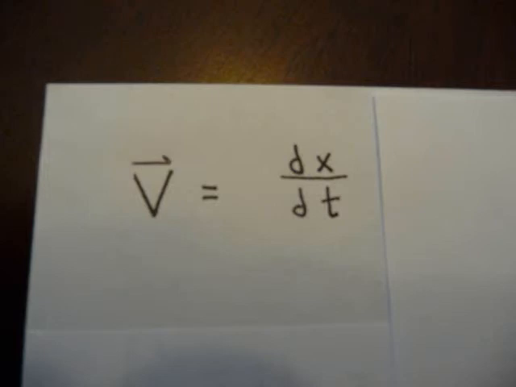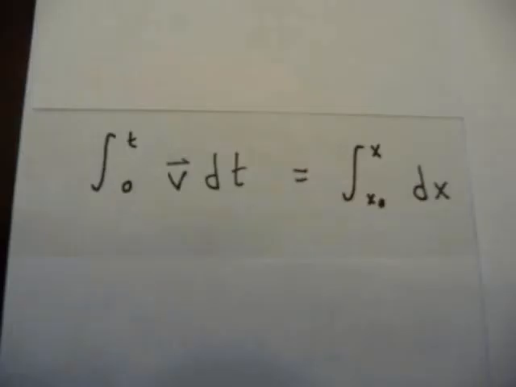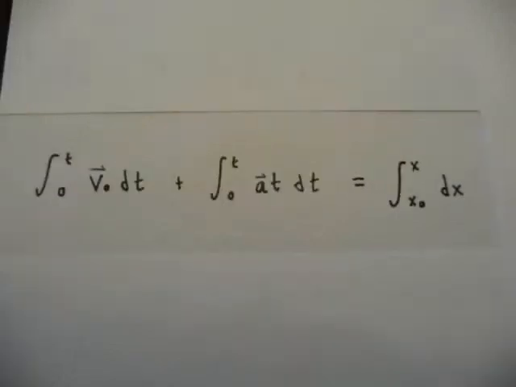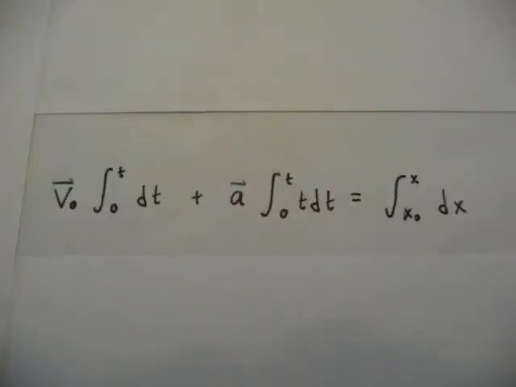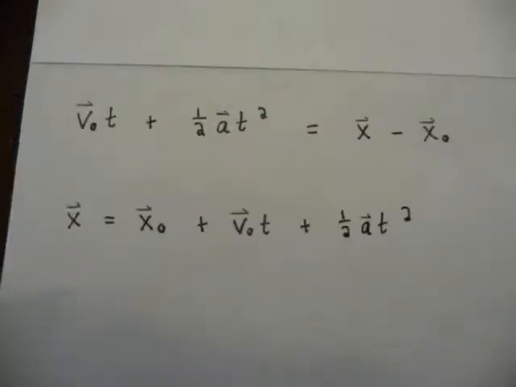The velocity is equal to the change in position over the change in time, and by manipulating that equation, we end up with the velocity times the change in time is equal to the change in position. We're going to integrate the left side of this equation from 0 to any time t, and we're going to integrate the right side of this equation from the initial position to the final position. Since we just derived the velocity, we can plug it into this new equation. We now break the left side of this equation into two separate integrals, and then pull the constants out in front. We then integrate the equation and evaluate the limits, and by manipulating the result, we end up with the position equation.